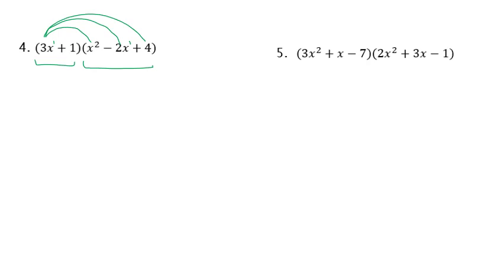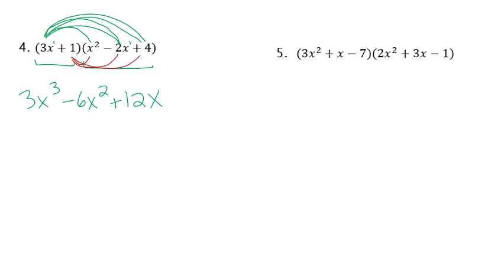For this one, we're going to get 3x to the third minus 6x squared, and then plus 12x. Okay, and then now I'm going to distribute underneath with my 1. You're going to find there's going to be a lot of terms, so it starts to get kind of long.